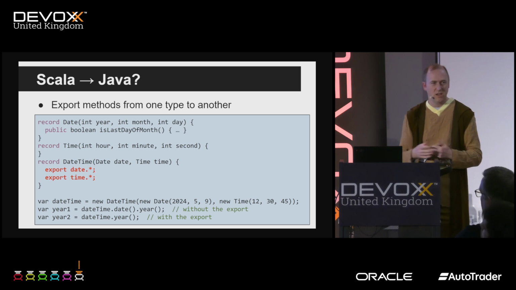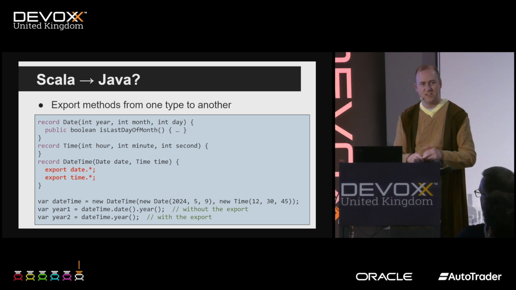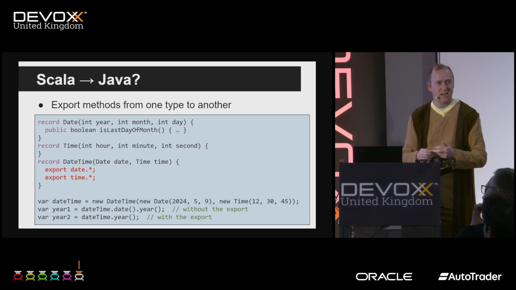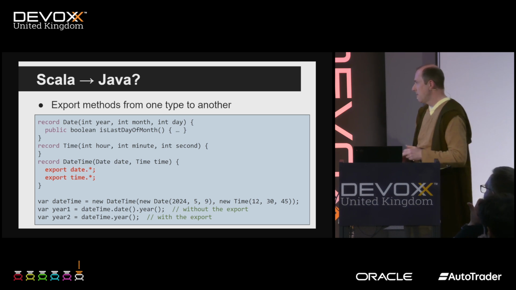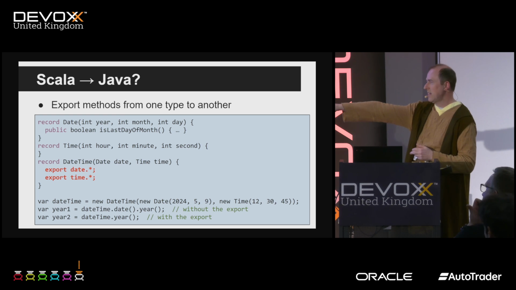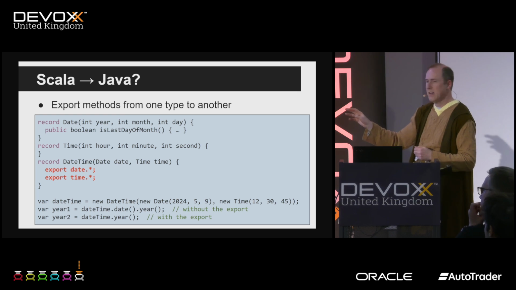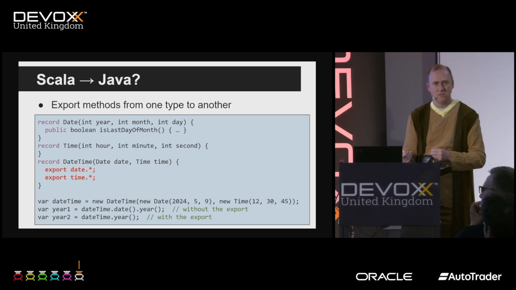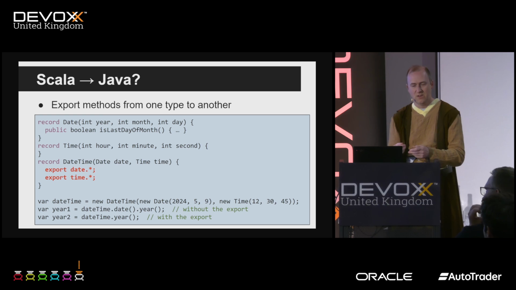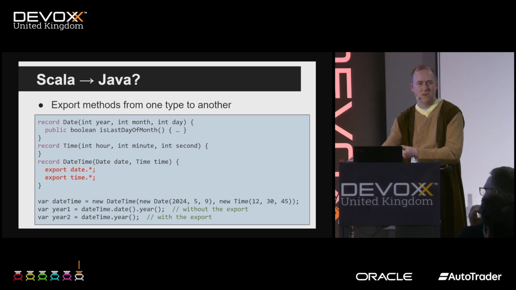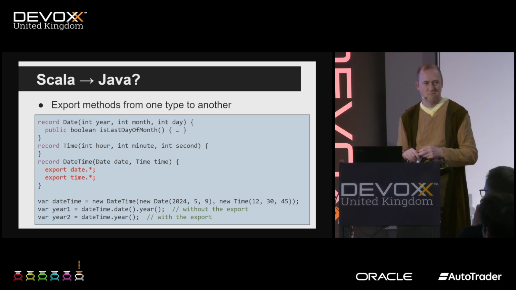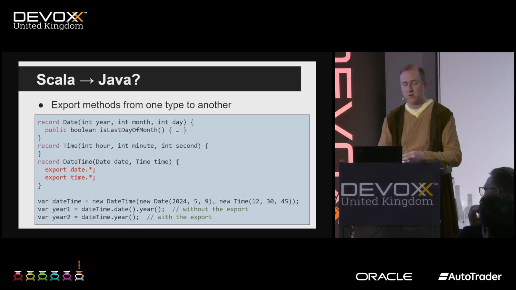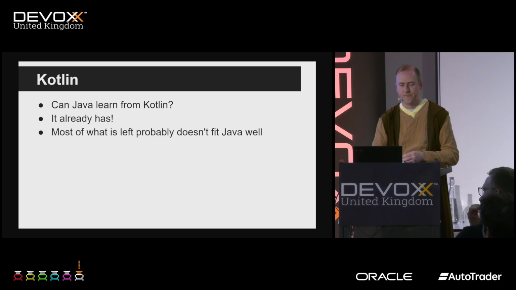So imagine we were writing a record to represent a date and a record to represent a time, and then we got this record which combines those two things in a date time. Now, today, you have to write the second line from the bottom, dateTime.date.year, in order to get hold of the year. But imagine there was a feature, export, that could take the methods from an instance variable and promote them to the class that you're currently in. I think that would be useful, particularly with records. So yes, I do think that could come.